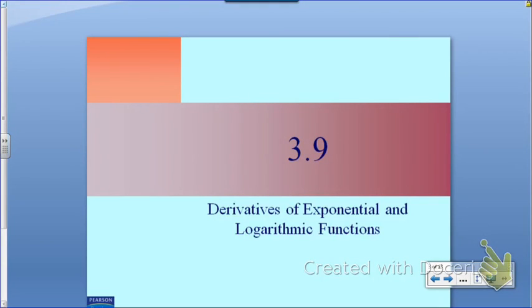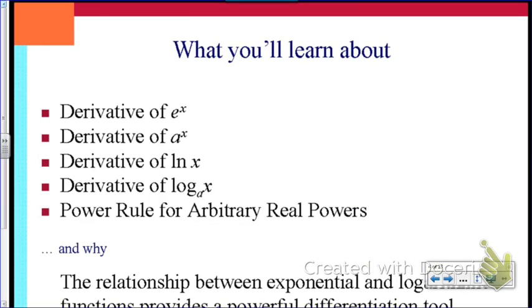Today's lesson is on derivatives of exponential and logarithmic functions. We'll look at derivatives for e to the x, a to the x, ln of x, log base a of x, and the power rule for arbitrary real powers.